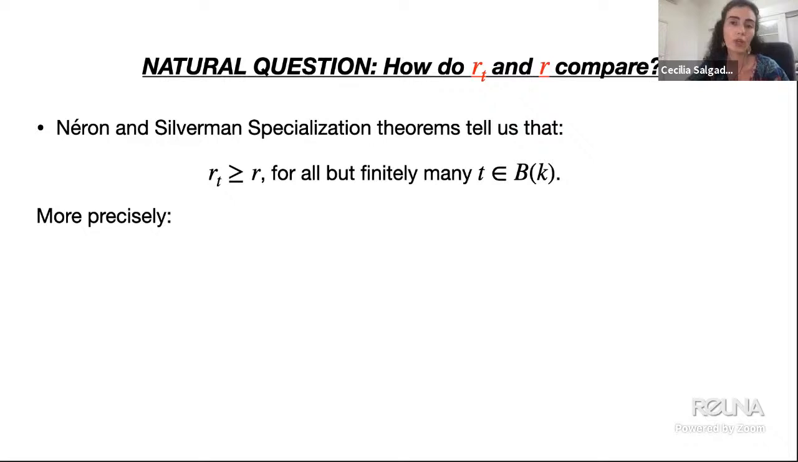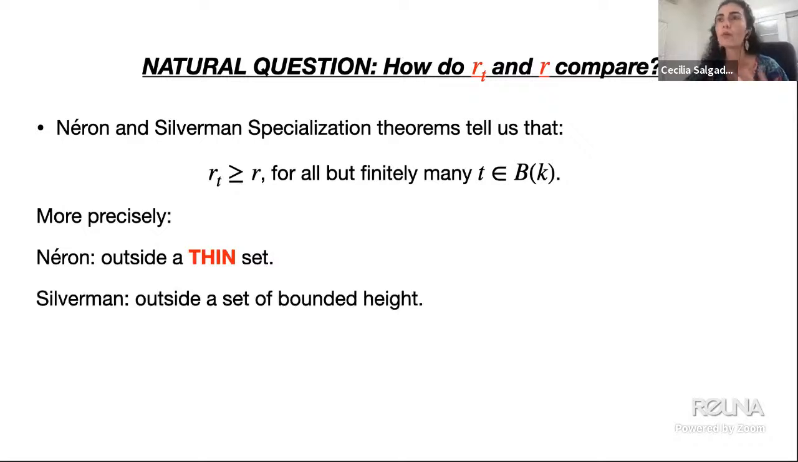But just to tell you what Néron did, which gets to Silverman's result after some work, for higher dimensional bases he showed that this would hold outside a thin set. And thin is in red to remind me that I have to tell you what this is. And I will tell you that soon. So keep that for a second, the question of what is a thin set, and let me tell you in a couple of slides from now, because this will be quite important for today.